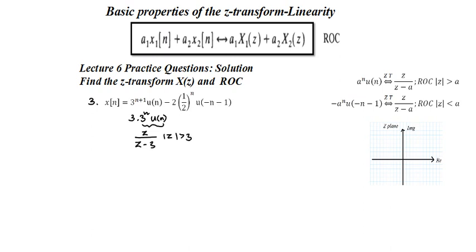And the second portion, again you need to take care of this minus sign, and this much portion, then only we will get the standard form. So you can write like this. It becomes Z by Z minus 1 by 2, and ROC is modulus of Z less than 1 by 2. Okay. So we got two portions.